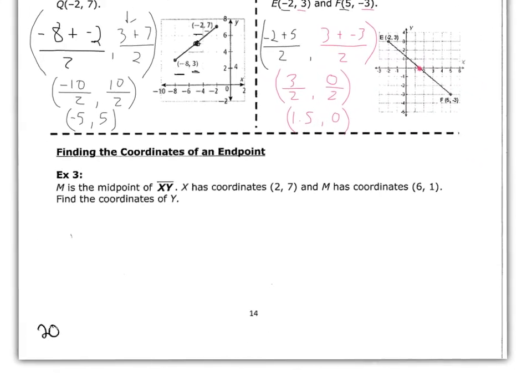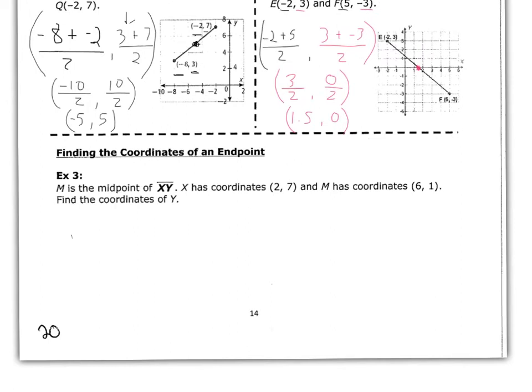Okay, so now we're going to talk about finding the coordinates of an endpoint. Example 3 says, M is the midpoint of XY, X has coordinates 2, 7, and M has coordinates 6, 1. We want to find the coordinates of Y.